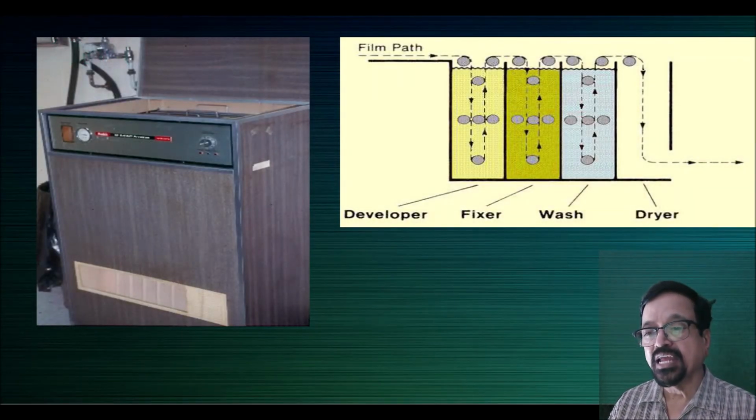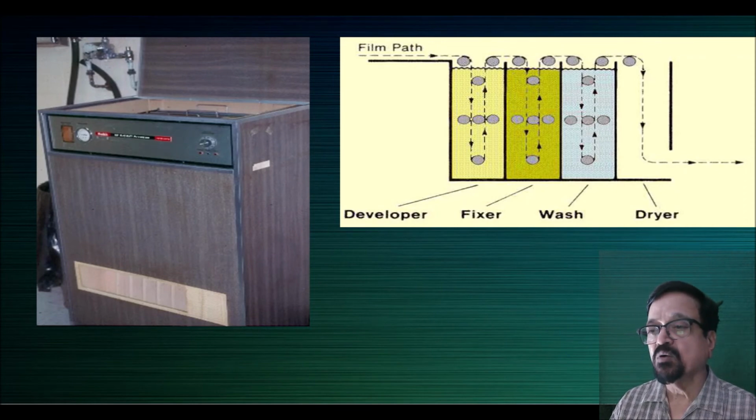Now here it is shown a developer, then fixer, washer and dryer. Now you will appreciate here that there is no rinser. Rinser is not required. It is not there in automatic.